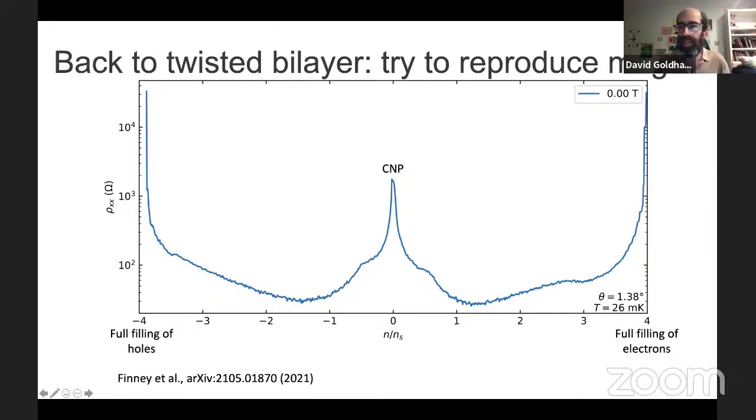Just trying to, yeah, there we go. So this was an attempt to make two twisted layers aligned with boron nitride. In this case, we got a twist angle between the two layers that was a bit larger than we wanted, not 1.2 degrees, but nearly 1.4 degrees.